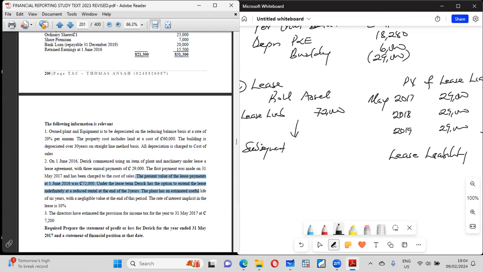If they take the option, it means we have to depreciate this thing over 6 years. If they do not take the option, you depreciate it over what? 3 years. So which one did you use? I used 6 years.